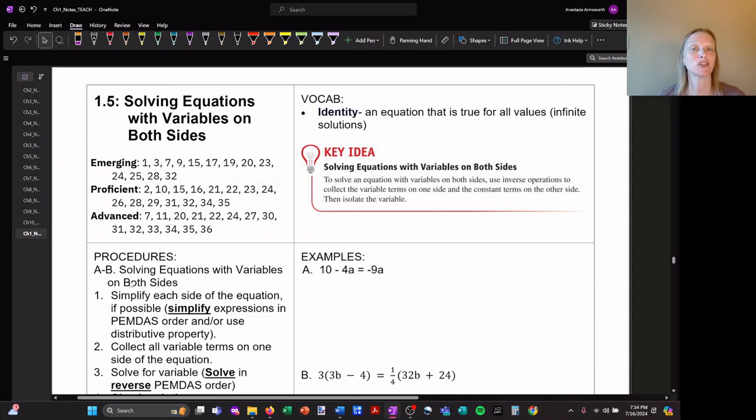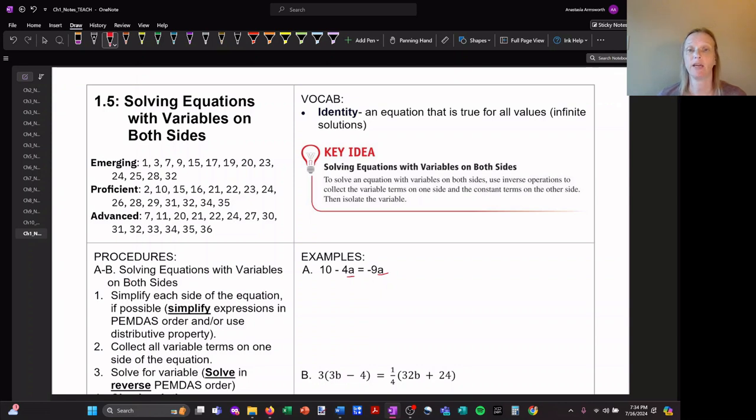Hi folks, in this next section, we're going to learn how to solve equations with variables on both sides of the equation. Up to this point, if we've had a variable like a, you've only seen it on one side of the equation, but this time you can see that a exists on both sides of the equal sign. Really, our strategy is going to be the same that we saw back in section 1.2.